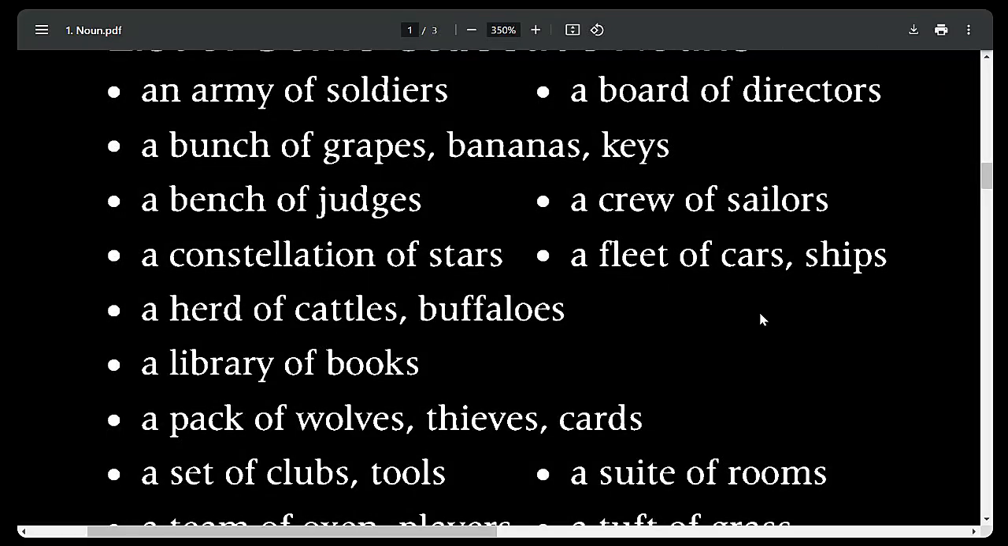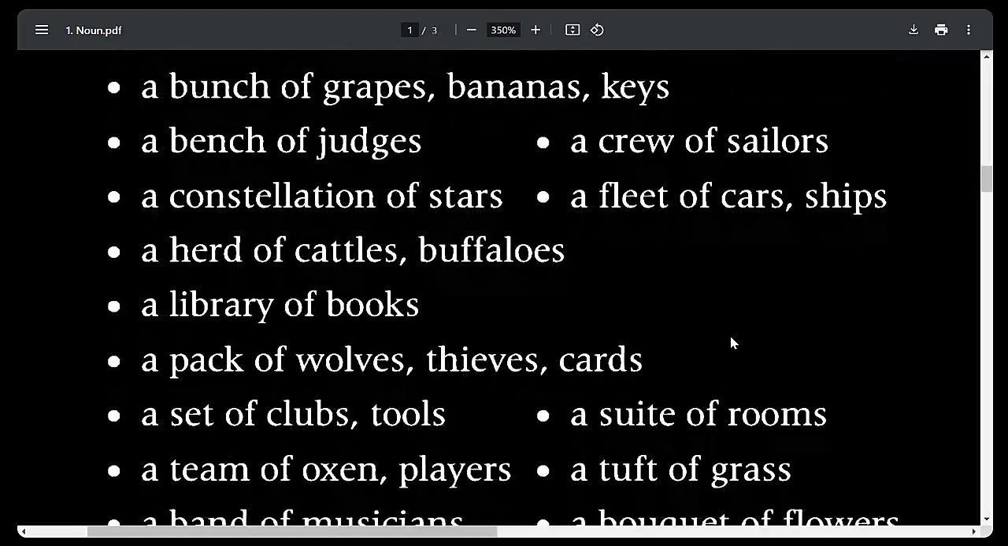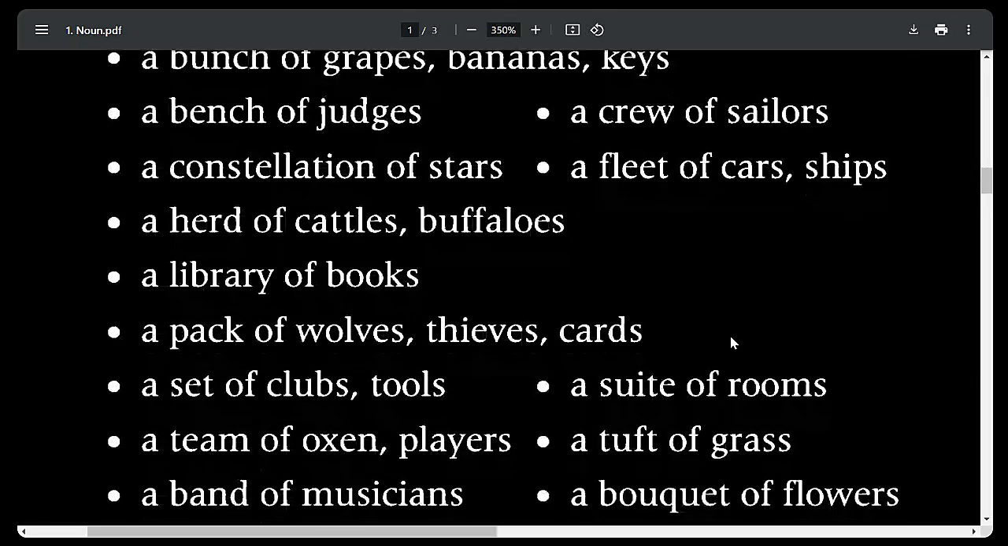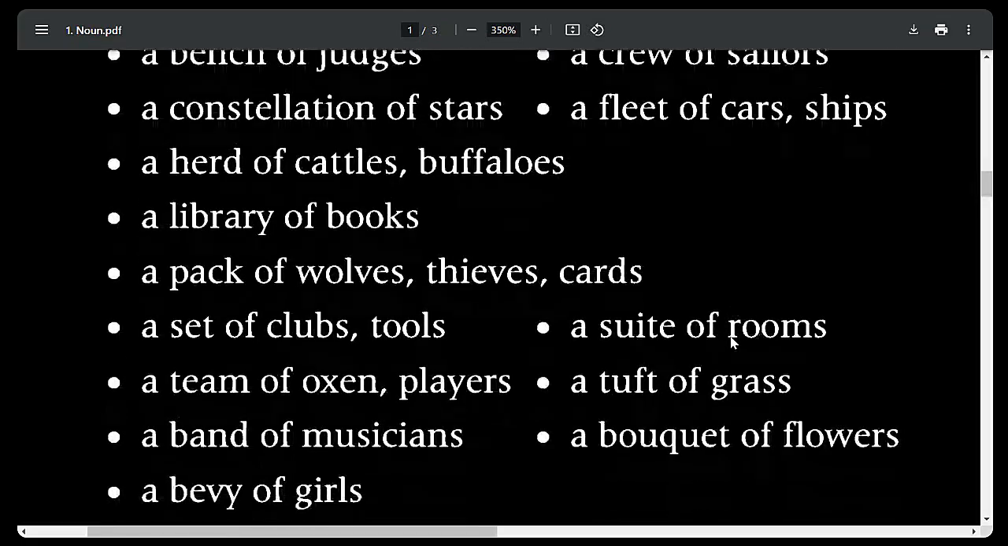Similarly, a set of clubs. That is a collective noun. A set of clubs. We can use a set of tools. Rooms together we can call a suite. Oxen: ox is singular, oxen is plural. So we can say a team of oxen. And even players are there. All the players together we can call a team of players. Grass together, like a group of grass, is called a tuft of grass. A band of musicians. A bouquet of flowers.